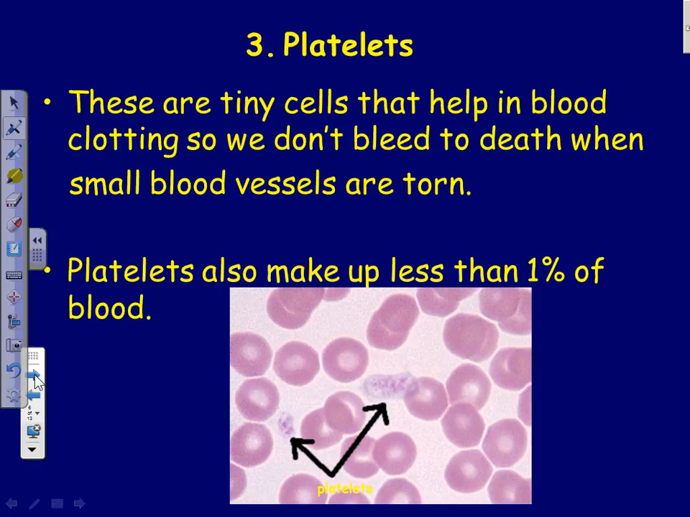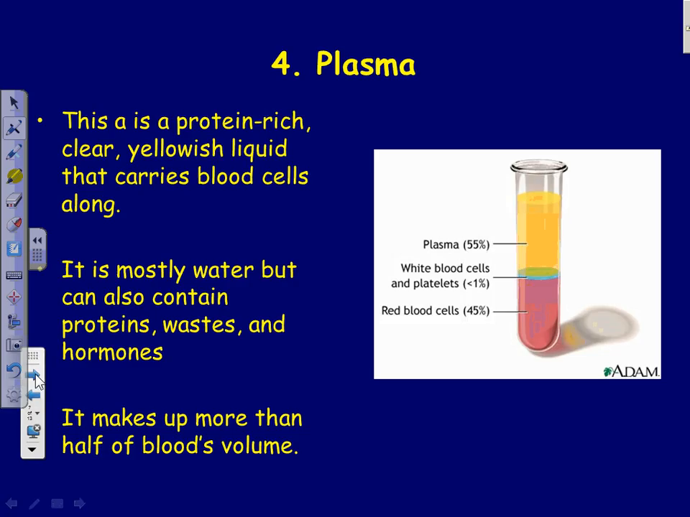Platelets. These tiny cells help the blood in clotting so we don't bleed to death when a small blood vessel is torn. Platelets also make up less than 1% of the blood. Platelets are really only good for small cuts. If you get a really big cut in an important artery, it's very dangerous. That's where you've got to have pressure and things like that. Plasma, a protein-rich, clear, yellowish liquid, carries the blood cells along. It is mostly water, but can contain proteins, waste, hormones, etc. And it makes up most of the blood's volume.